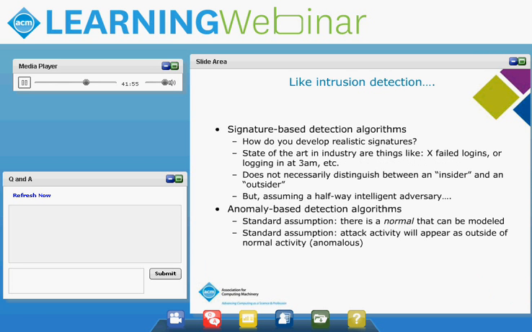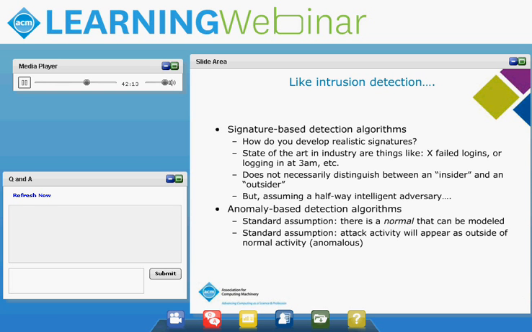So in this case, detecting insiders is kind of like intrusion detection, except that it's not an intruder, it's someone who already has legitimate access. But the same basic rules apply in terms of trying to detect them. There are two ways to go about it. One is using signature-based detection algorithms, and the other is anomaly-based detection.